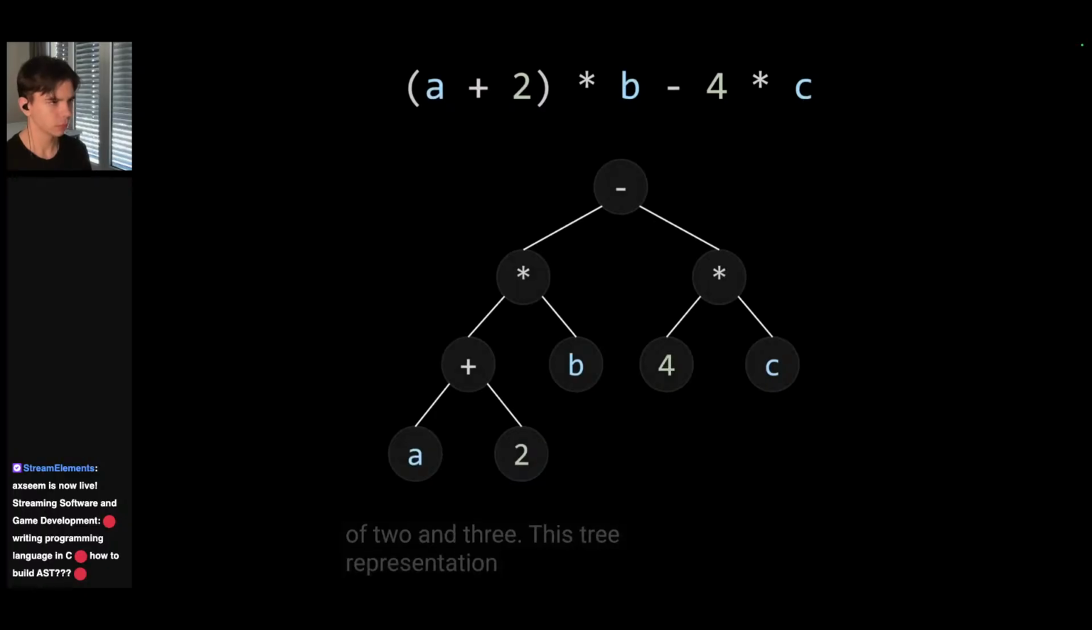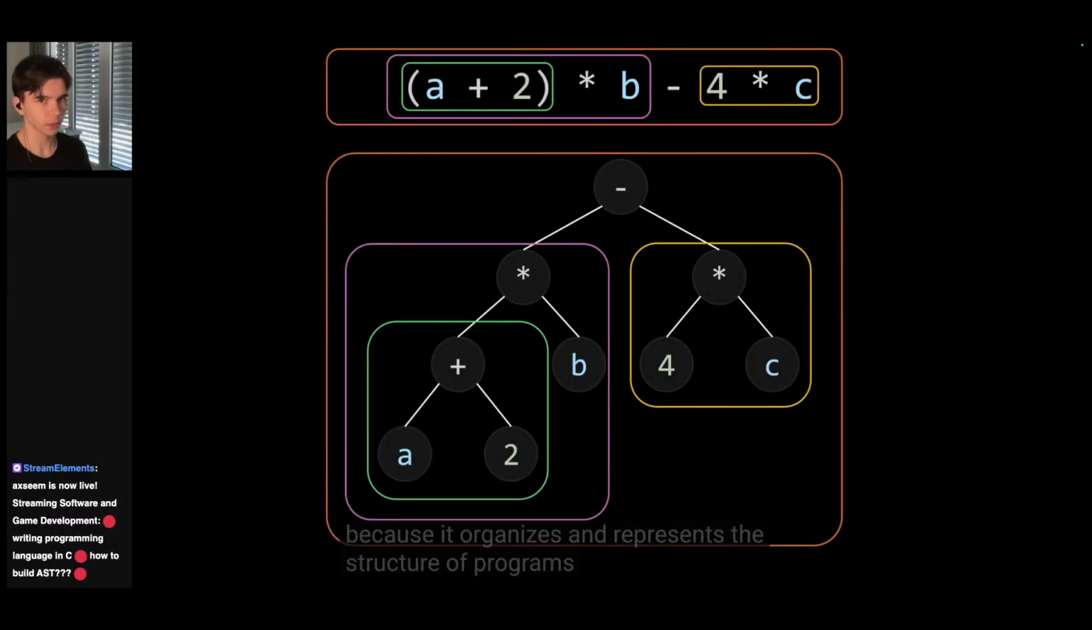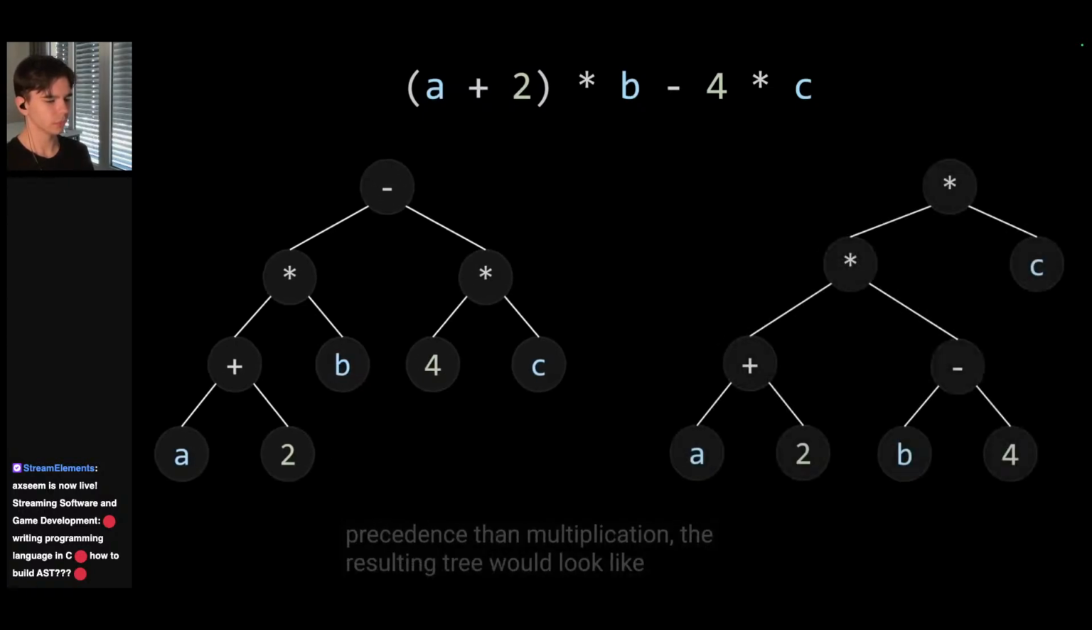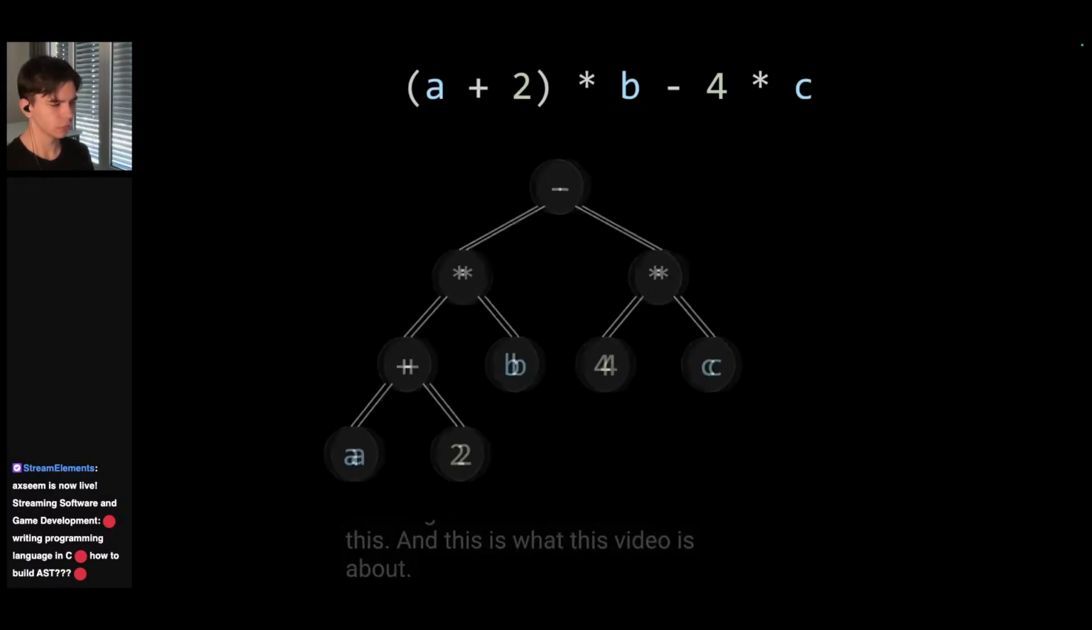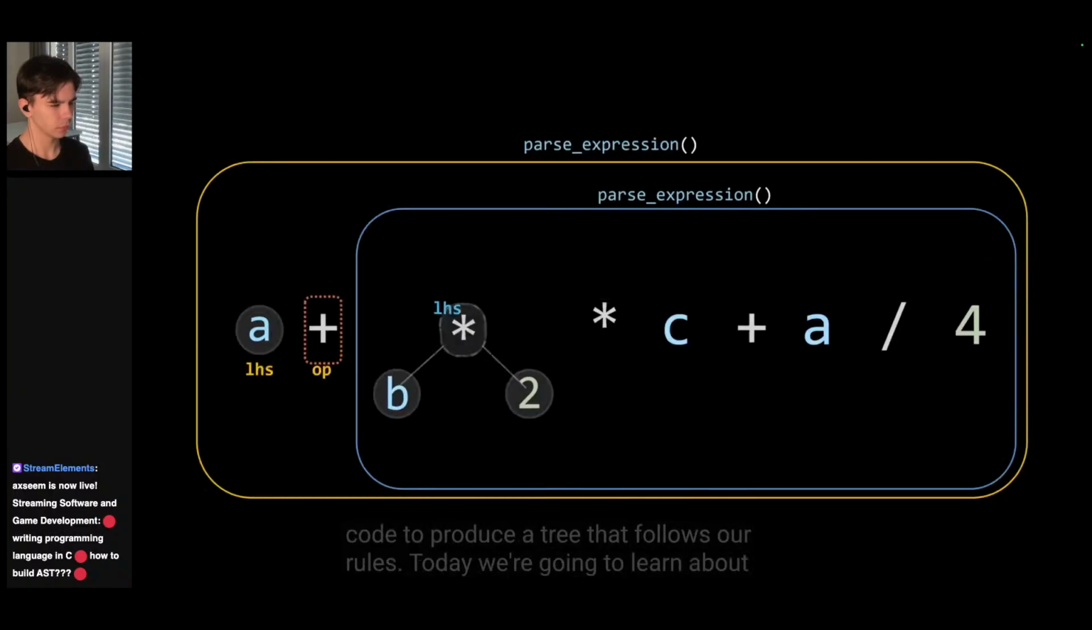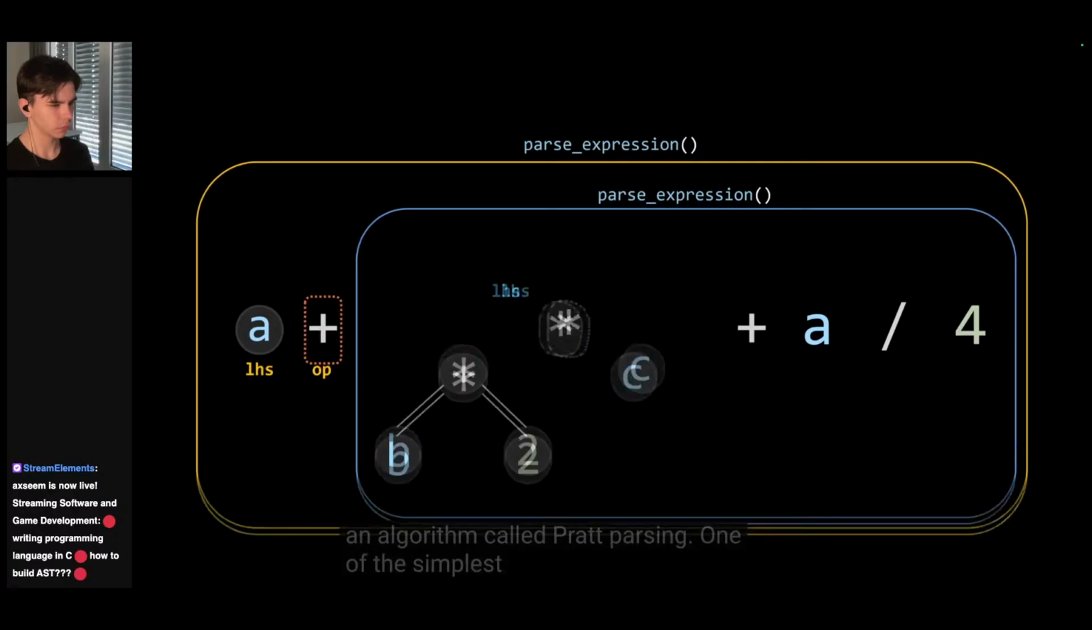This tree representation is vital in the domain of implementing programming languages, because it organizes and represents the structure of programs in a way that mirrors the rules of the language we want to create. For example, if for some strange reason we wanted to create a language where addition has higher precedence than multiplication, the resulting tree would look like this. And this is what this video is about: manually processing the input code to produce a tree that follows our rules. Today, we're going to learn about an algorithm called Pratt parsing, one of the simplest yet most powerful techniques for manually parsing expressions.